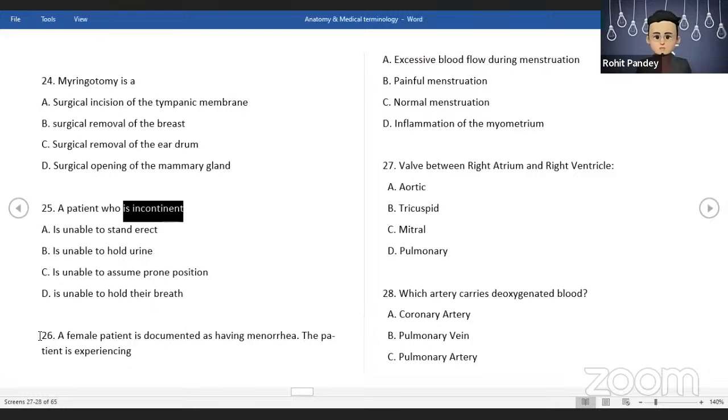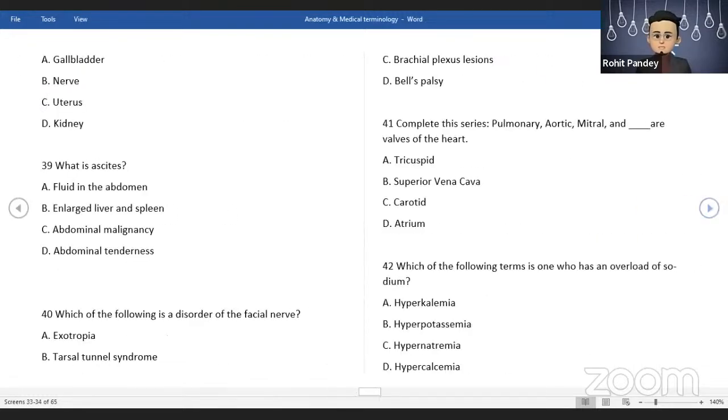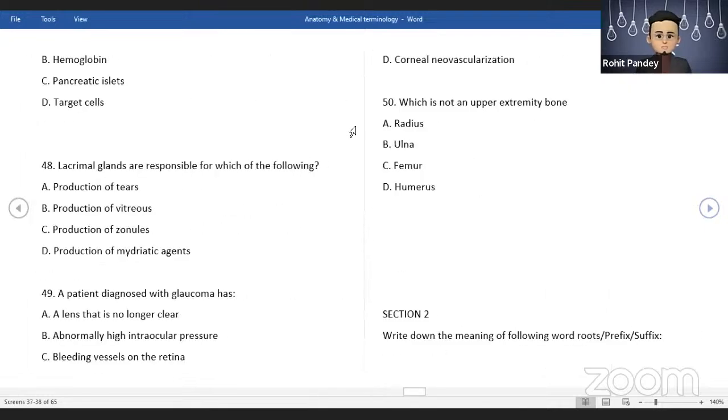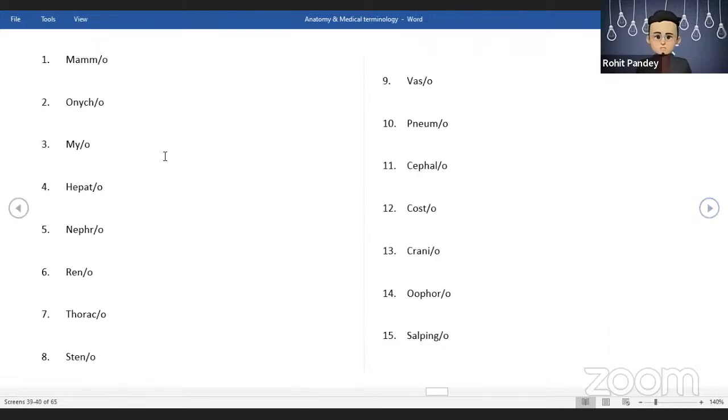So tomorrow we will start from 26 and complete till 50, and then we will go with these things.